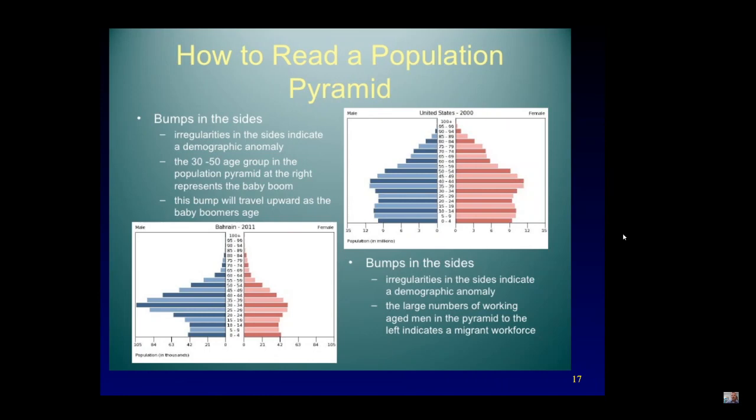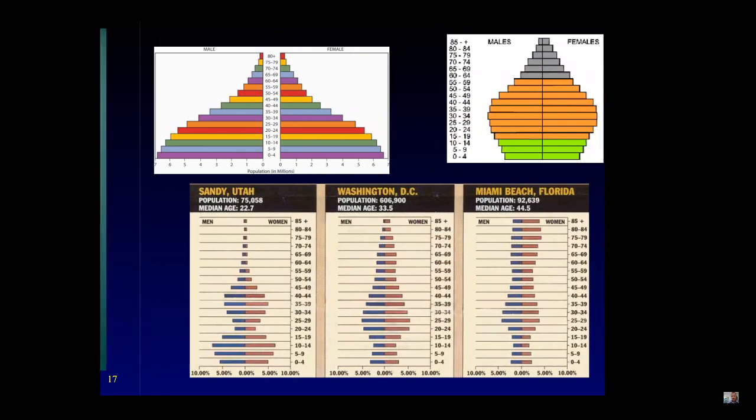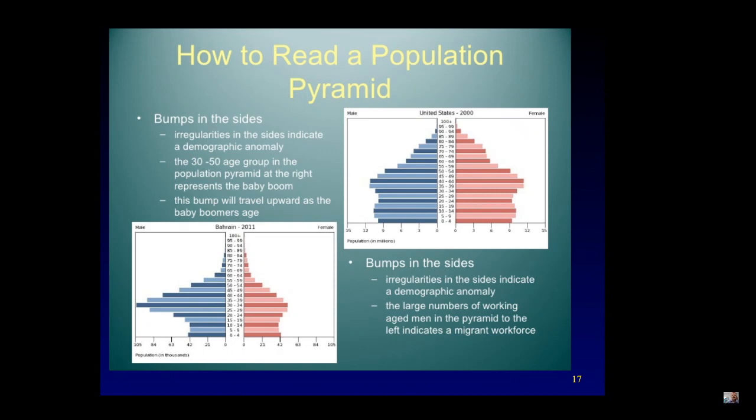Now, how to read it. Obviously, I kind of did this already, but bumps in the sides, you can read a lot from a population pyramid. You can just tell by looking at it graphically what's going on here.